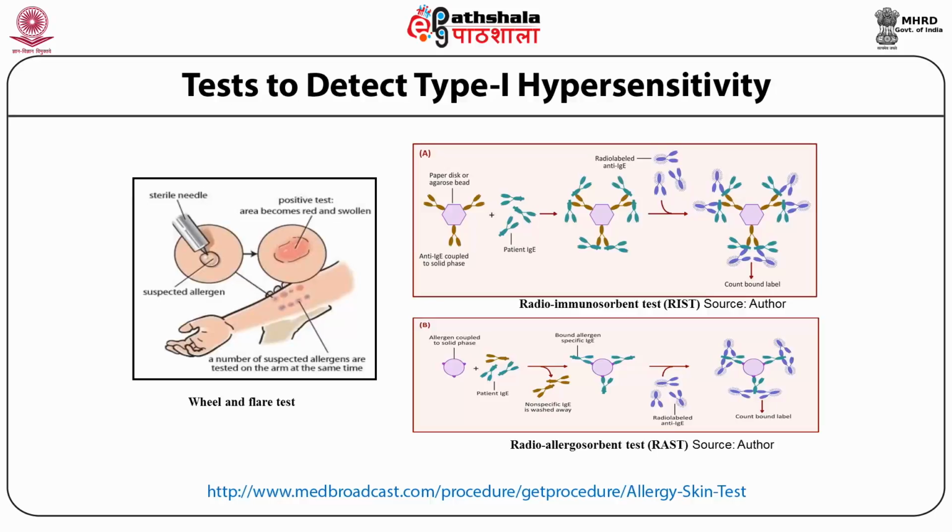Other methods which can be utilized for detection of type 1 hypersensitivity are the radioimmunosorbent test and the radioallergosorbent test, which are quite expensive but highly sensitive as compared to the wheal and flare test.